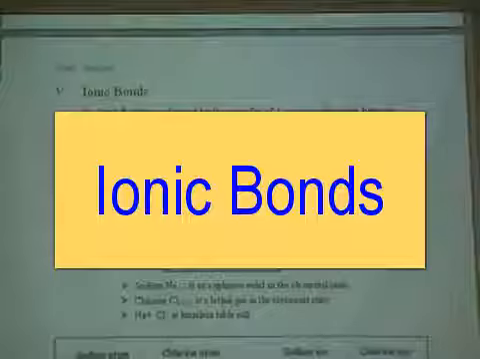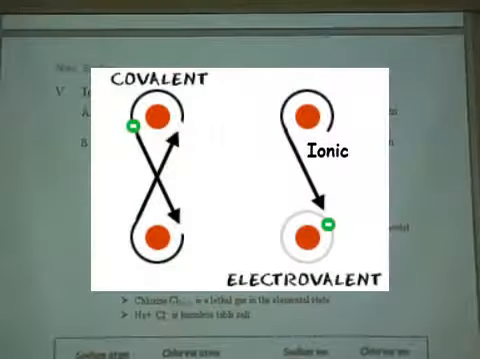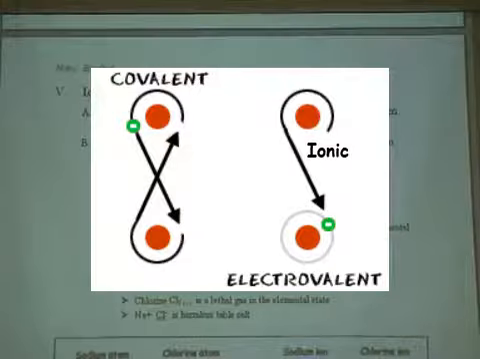Ionic bonds are one of the two types of bonds we're going to focus on. They're formed by the transfer of one or more electrons, so the key word is transfer. They're also called electrovalent bonds, which makes sense because the electrons in the valence sublevels are the electrons involved in the bonding. They form ions.